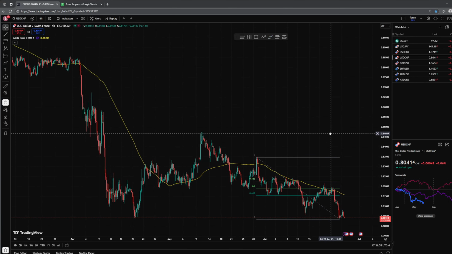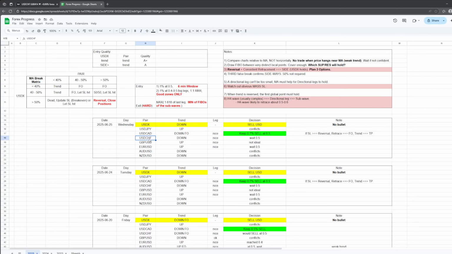So let's write it down. USD Schweizer franc trend is down, leg size is nice, and our decision is to wait for 50% retracement.